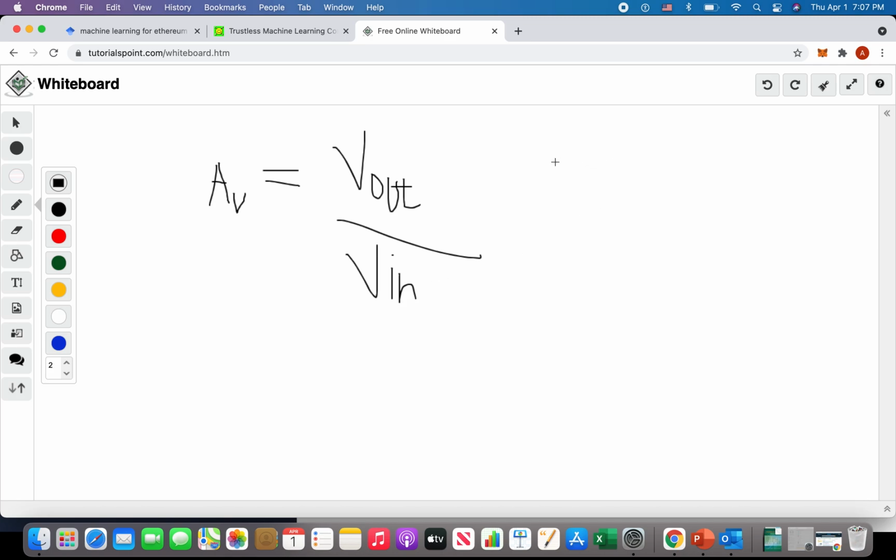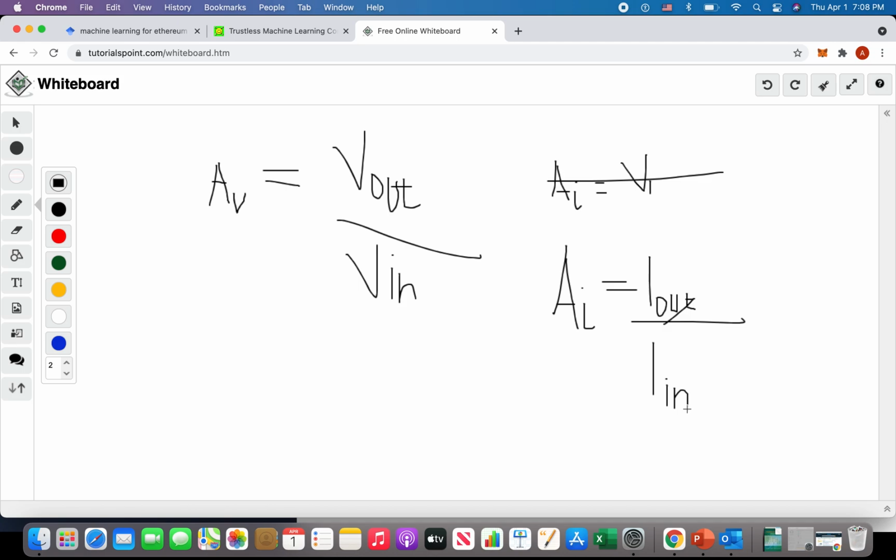Similarly, your current gain, that is AI, will be equal to... I'm sorry about that. Okay, let's cross this. I'll show you. Your AI, that is your current gain, is given by the output current over your input current. I beg my pardon. It is defined as the output current over input current. That is your current gain.